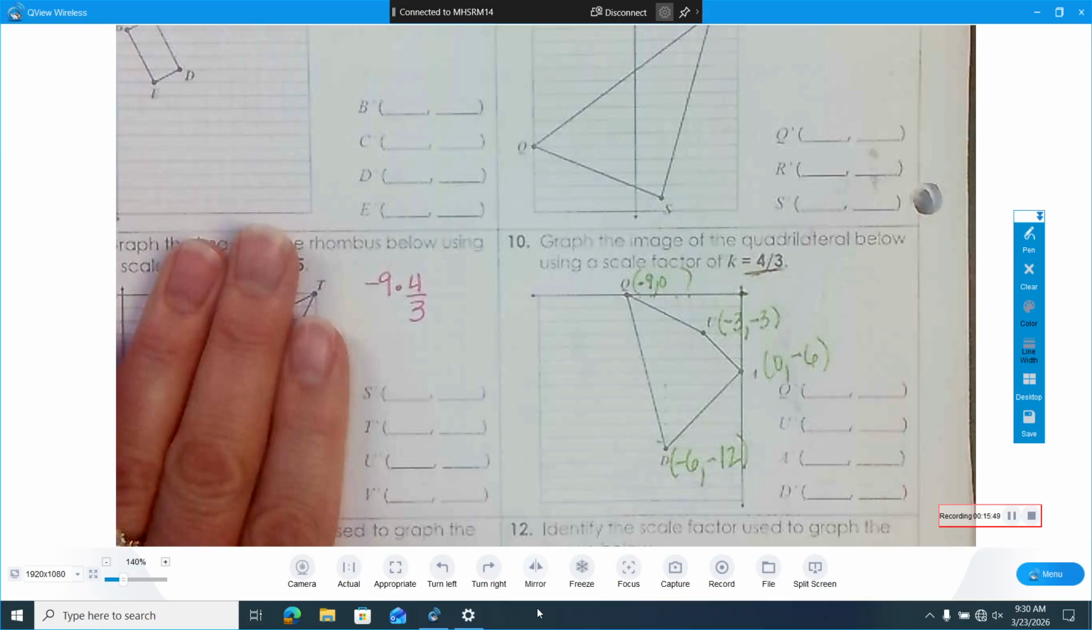You could use your calculator. Absolutely. How do you do it without a calculator? Because it's really not that hard.